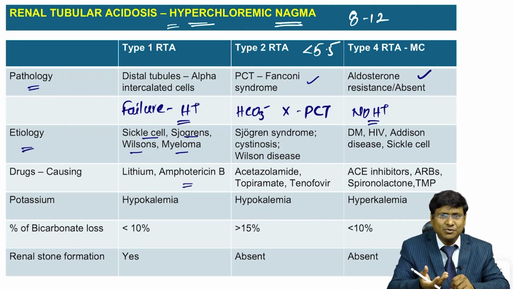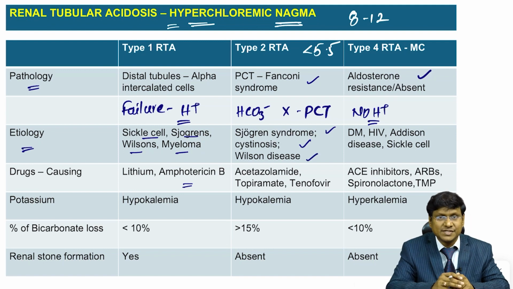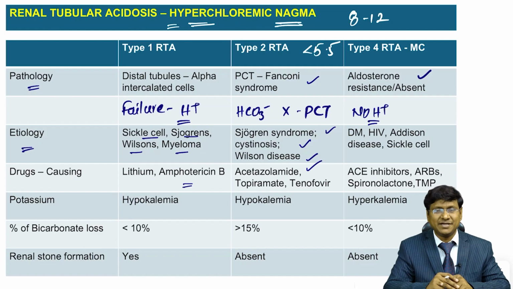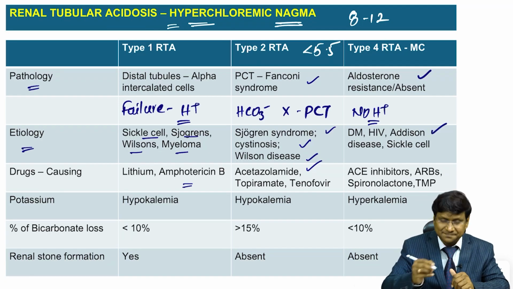Similarly in type 2, Sjögren's, cystinosis and Wilson's are the systemic causes. And the drugs that will cause type 2 renal tubular acidosis will be acetazolamide, which is the carbonic anhydrase inhibitor, topiramate, which is a newer anti-epileptic drug, and tenofovir, the antiviral drug which can be given both in the treatment of HIV as well as the hepatitis B virus. That can cause type 2 renal tubular acidosis.